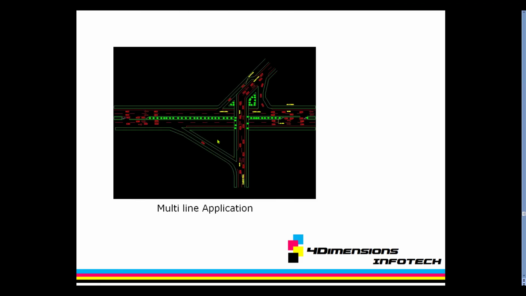Multiline is a command where you can draw 2 or more lines at a time, just like a polyline. By using multiline, you can draw the road layout maps, or else you can draw the center line diagram. Let's learn this command.